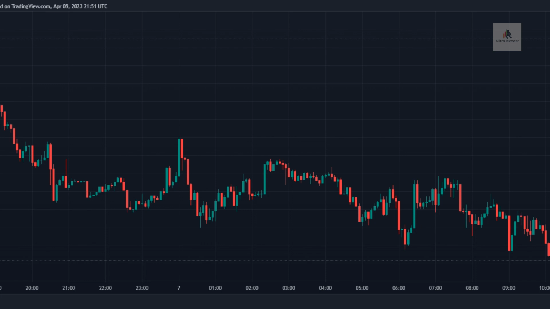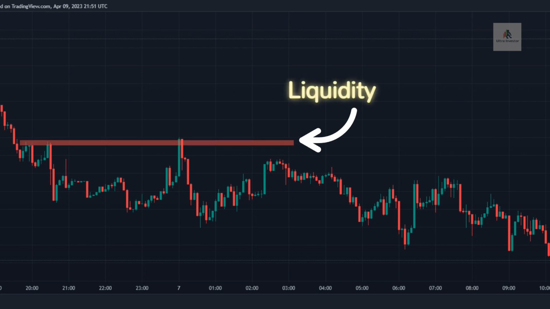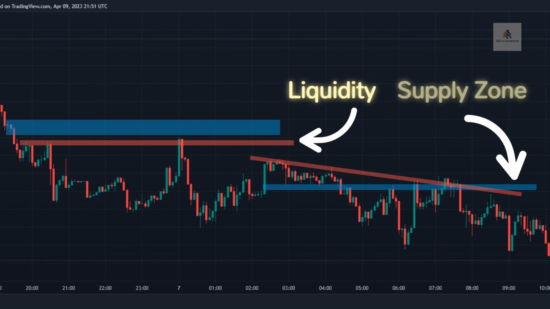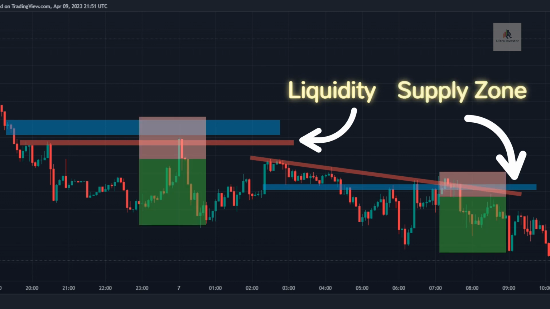Today's topic is significant and can enhance your trading strategies, and it is liquidity. By knowing liquidity, you can make better decisions when taking trades, which can result in fewer losses and more opportunities with a greater risk-to-reward ratio. In this video, we'll explain the concept of liquidity from a smart money trading perspective, so you can gain a deeper understanding of how it can impact your trading success.